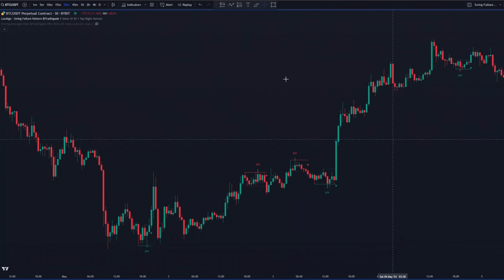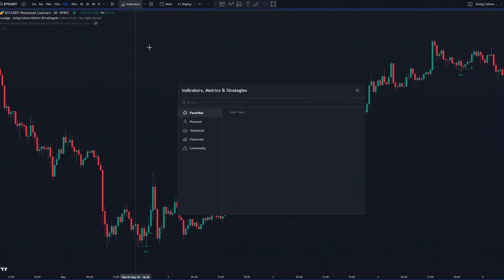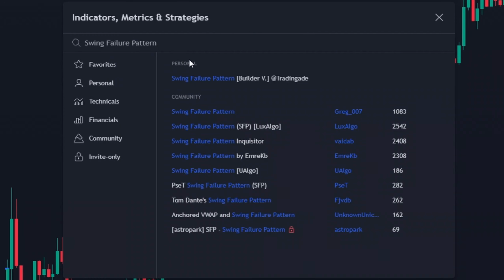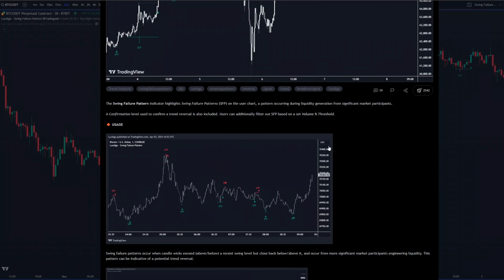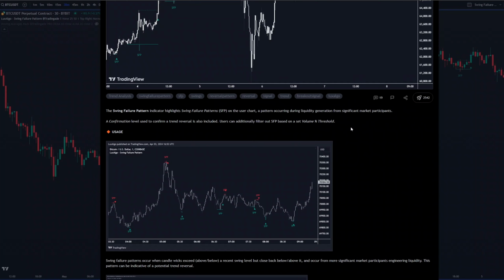To add this powerful indicator, open the indicator session and type swing failure pattern and open this one by LuxAlgo. By reading the documentation, you'll see a lot of details about this indicator. There are different functions such as confirmation level based on volume and different other interesting things. We will cover just the basic functions of this indicator.